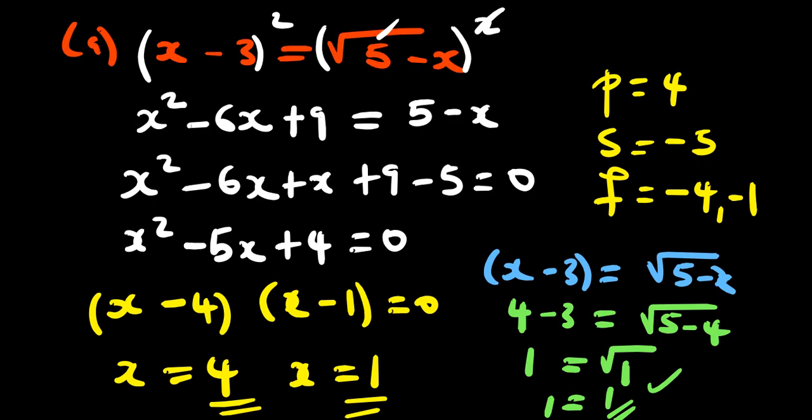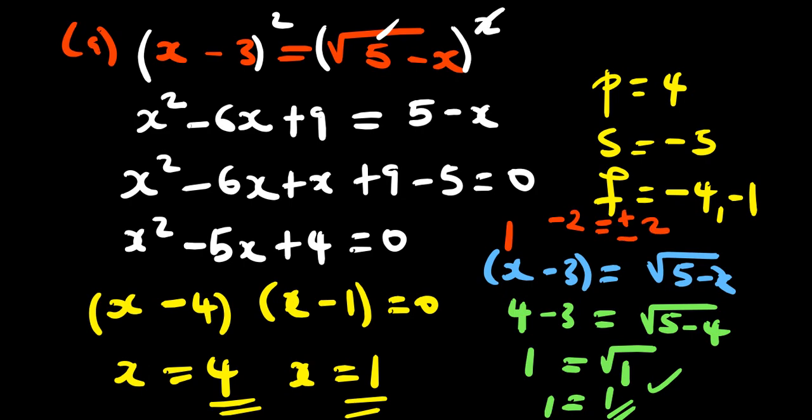Let's try 1, this one. What if we put 1 where there is x? Let's say we put a 1 here. 1 minus 3 will just give us a negative 2, is equal to the square root of 5 minus 1. Okay, 5 minus 1, that is a 4. Then the square root of 4 will just be a positive or minus 2.